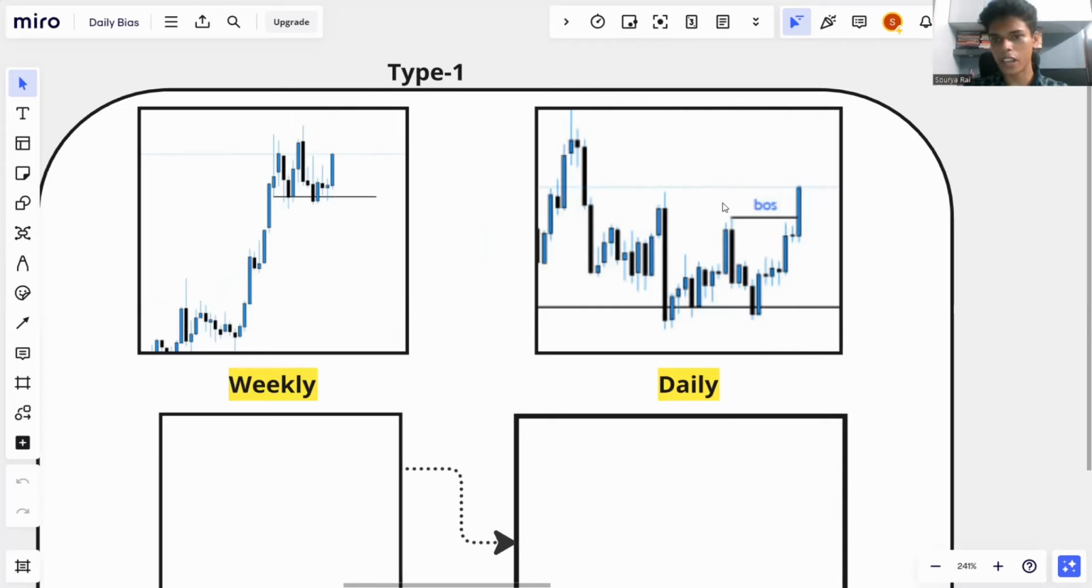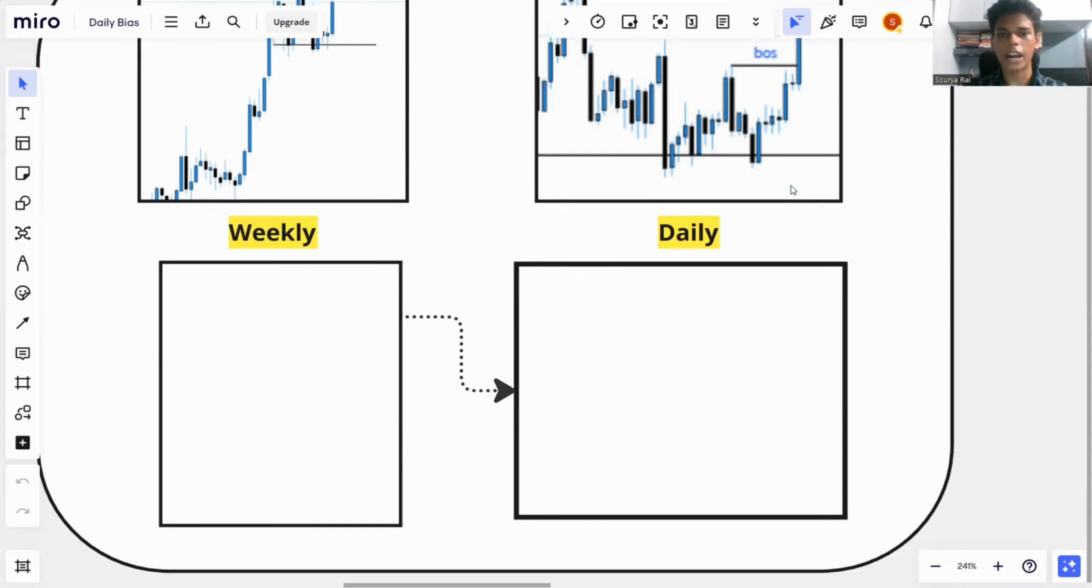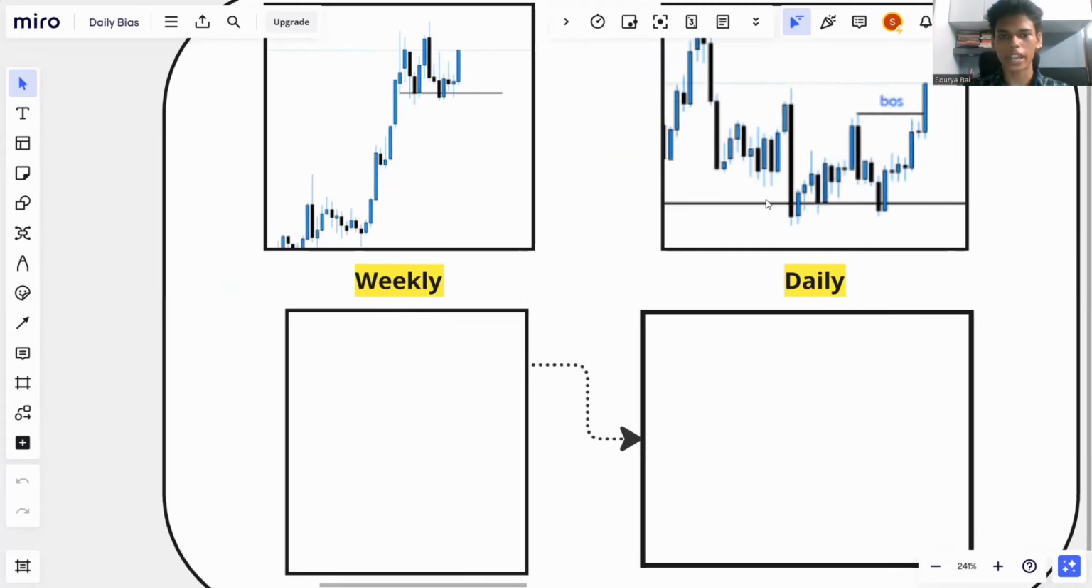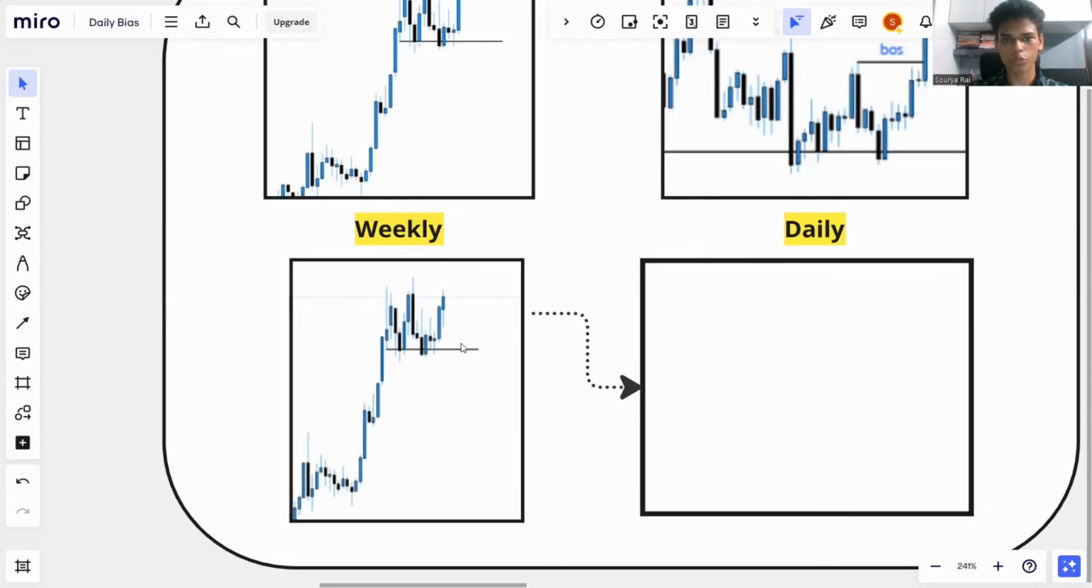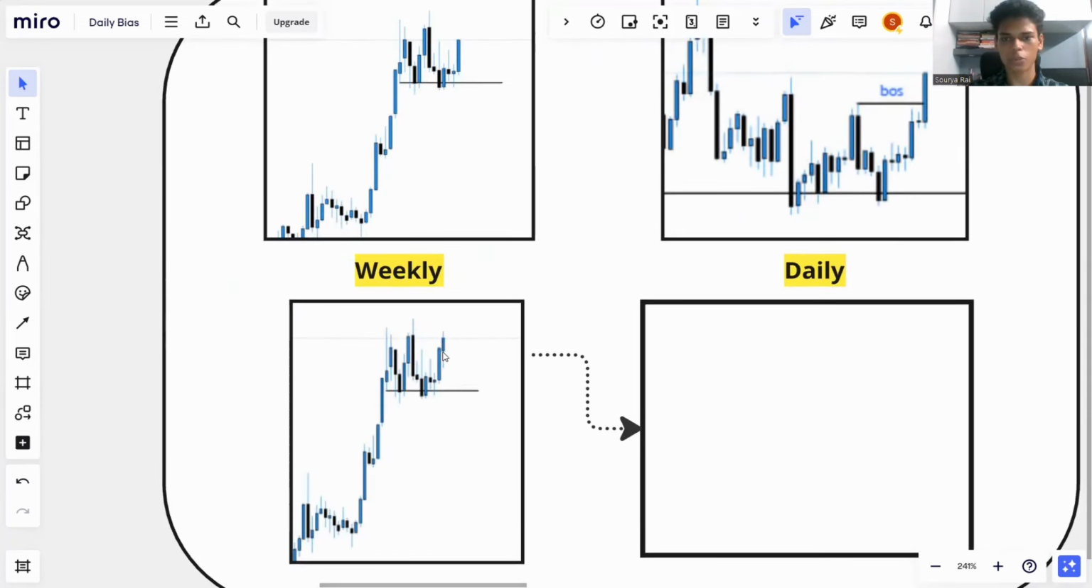And here, the last lower high got broken. So it says that now price is ready to go in an uptrend. And now if we have a look at what the next week was, as you must have guessed, it was a bullish candle as you can see over here.